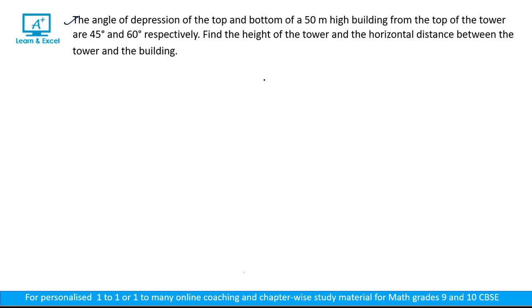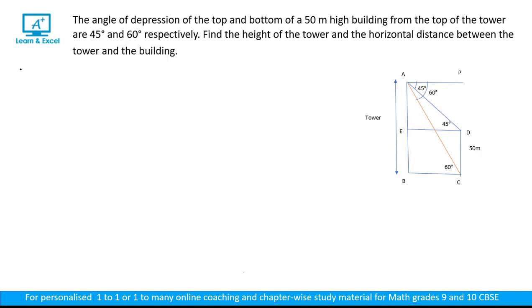So let us first draw the diagram. We have a 50-meter high building and some distance away from this we have a tower, and the angle of depression of the top and bottom of the 50-meter high building from the top of the tower is given as 45 degrees and 60 degrees. Now let us join these two points. Let us join these two points also. Let us name the diagram. Let us now find the height of the tower and the horizontal distance between the tower and the building.